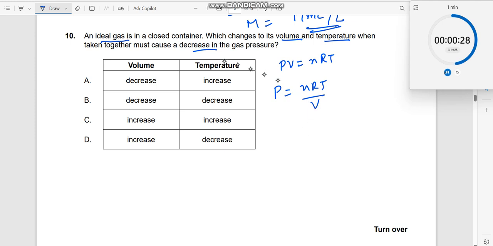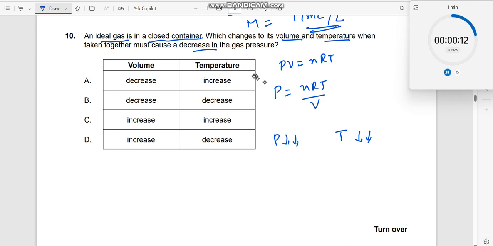Now what should you do? What is it that you require? You want to decrease the value of P. If you want to decrease the value of P, what should you do? You should decrease the value of temperature, right? T has to be decreased. Then n, are you going to add n? No, because you see it's a closed container. You are not going to add gas molecules here.